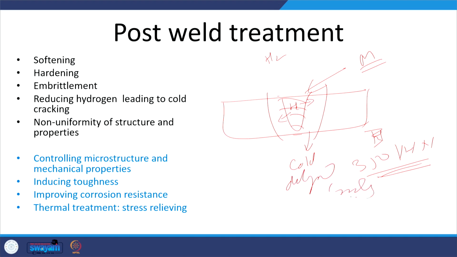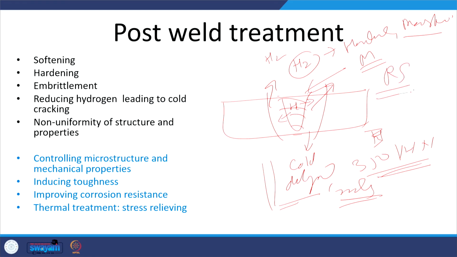So, this kind of cracking is primarily caused by the hydrogen coupled with the high hardness coming from the martensitic structure. If we can do a little heat treatment in order to diffuse out the dissolved hydrogen, then the cold cracking tendency will be reduced.